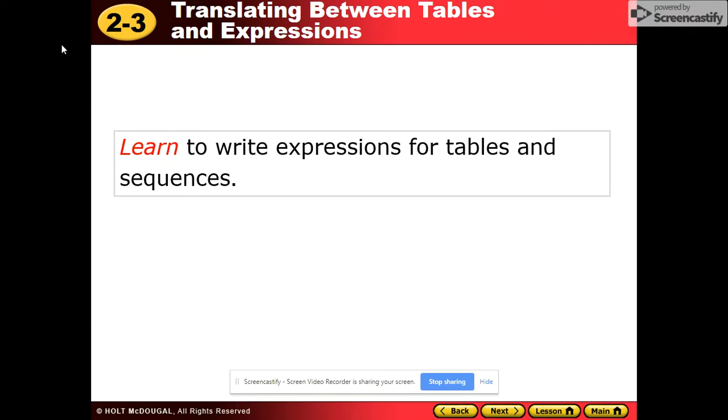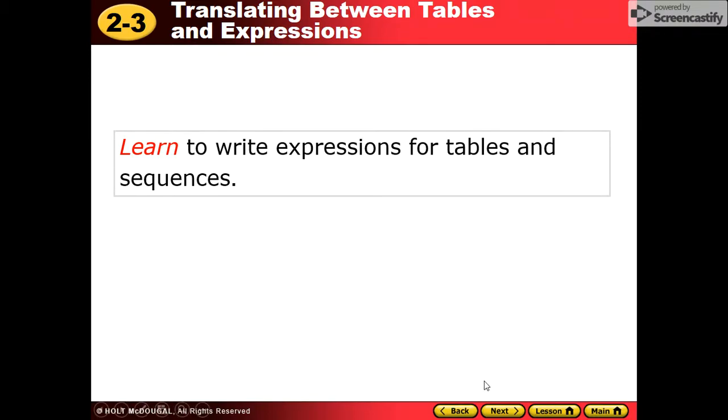Today we'll be talking about translating between tables and expressions. Last section we had talked about translating between words and math. Today we're going to also be looking for some patterns, but it's going to be from tables and expressions.